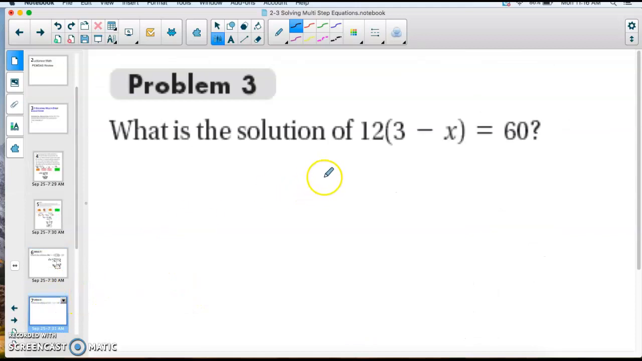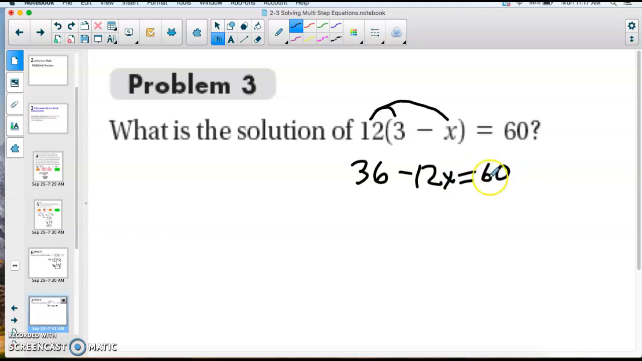All right, the solution of 12 times the quantity 3 minus x equals 60. Now, first step here: there's two different ways you can go about doing it, and I'm okay with either one. One scenario, you can distribute, so you can multiply. You could do 12 times 3 is 36, 12 times negative x is negative 12x, and that equals 60. We'll go through both scenarios here. I think we have time.